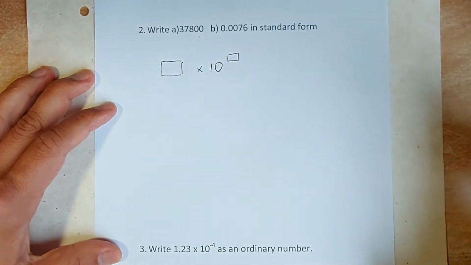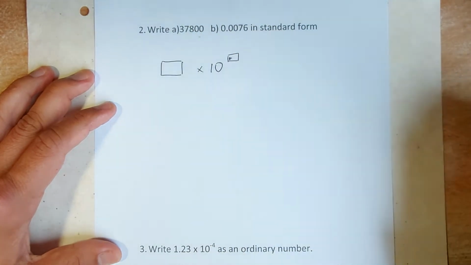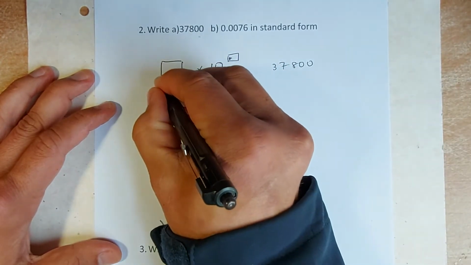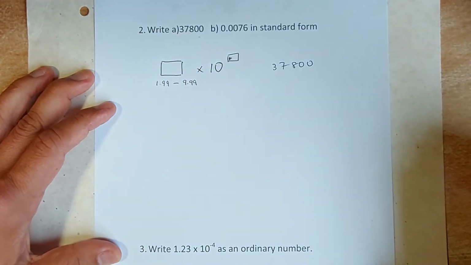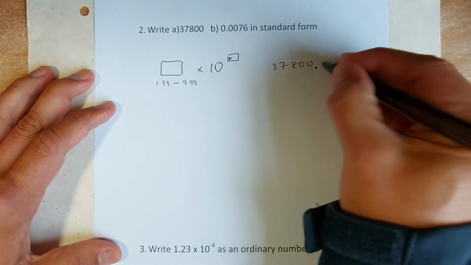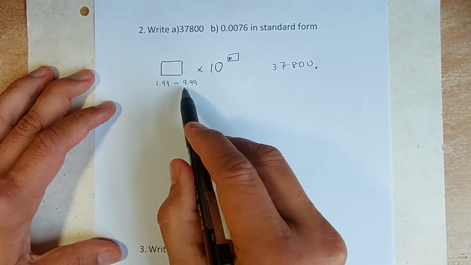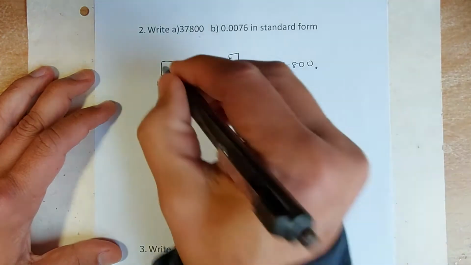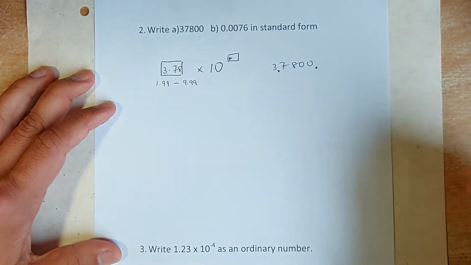So we shall do the first one, 37,800. It's a big number, more than 1, so it's going to be a positive power. The first number has to be between 1 point something and 9 point something, a single digit number with decimal places. So in this case, you need to move the original decimal point so that it's between 1.99 and 9.99. So we're going to move the decimal point here, and it becomes 3.78. 3.78 lies in that range, so that'll be good.